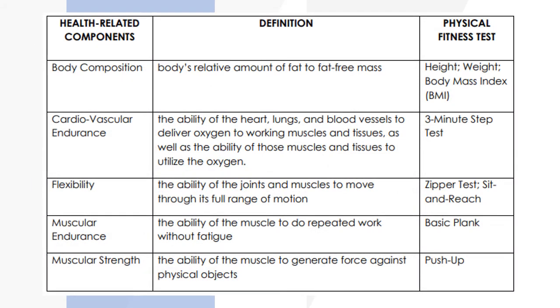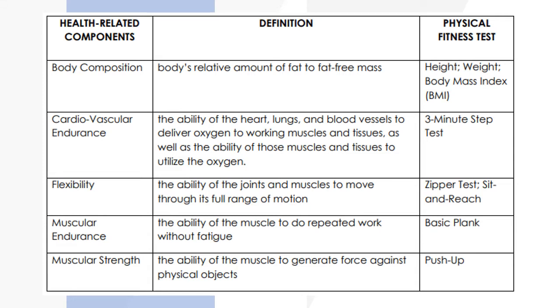Health-related components. Body composition, the relative amount of fat to fat-free mass, can be measured by height, weight, and calculating the body mass index. Cardiovascular endurance, the ability of the heart, lungs, and blood vessels to deliver oxygen to working muscles and tissues, as well as the ability of those muscles and tissues to utilize oxygen.